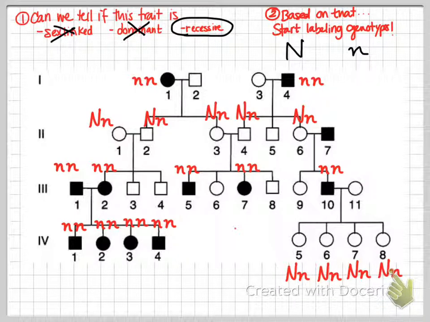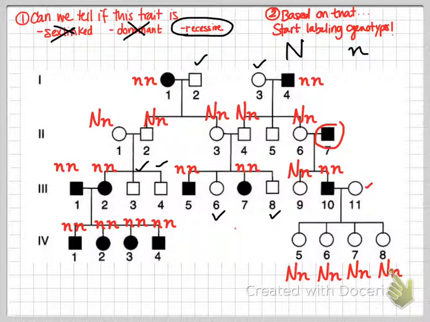Is there anybody else here that we can label? Probably not. We don't know about individual 2 or individual 3. They might be carriers, they might not. We don't know about individuals 3 or 4. We don't know about individuals 6 or 7. Oh, we do know about individual 9. Sure enough, they're going to be a carrier. Why is individual 9 a carrier? That's right. Because of individual 7, their father, who is affected. Therefore, we know he passed on a recessive allele for this condition.